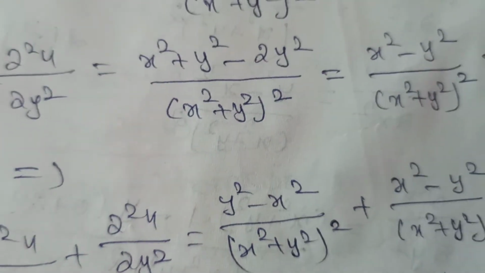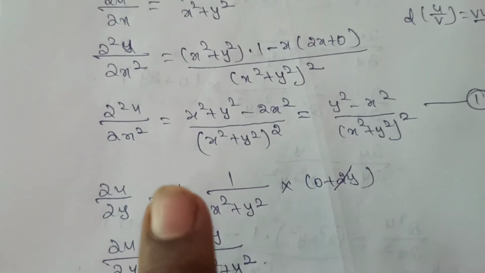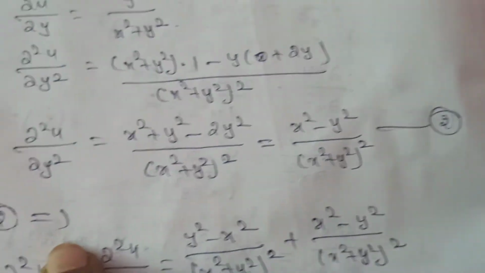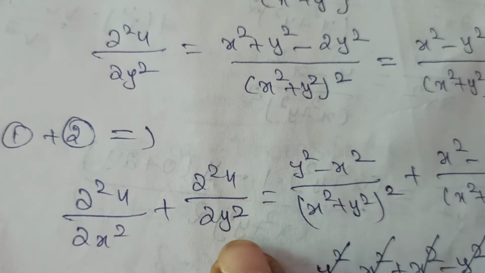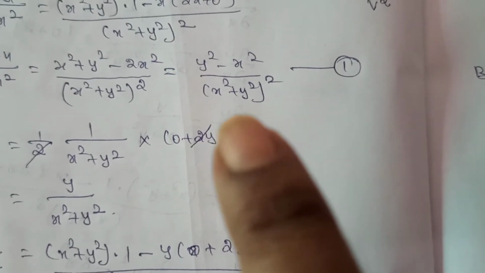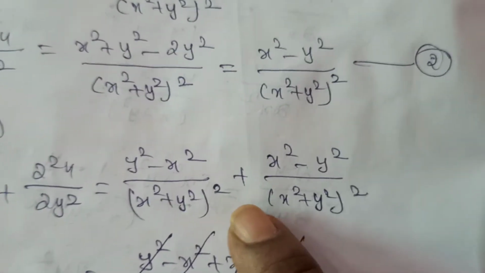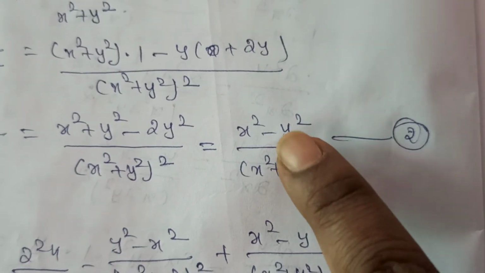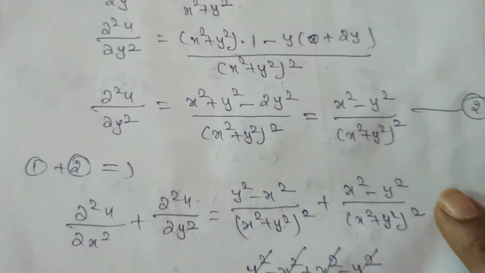Okay, and next add equation number 1 and 2. First add the left side values: ∂²u/∂x² from equation number 1 and ∂²u/∂y² from equation number 2, that is ∂²u/∂x² plus ∂²u/∂y², which is equal to, substituting the right side values, y square minus x square divided by x square plus y square the whole square, plus x square minus y square divided by x square plus y square the whole square.